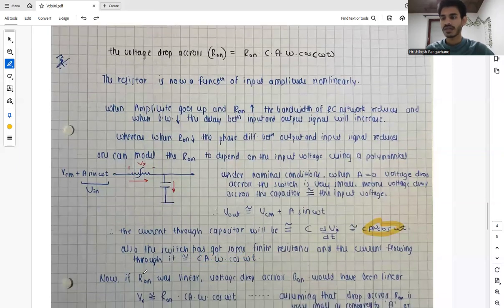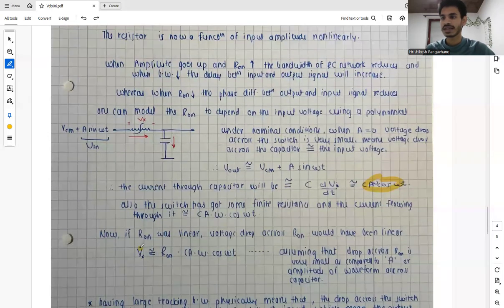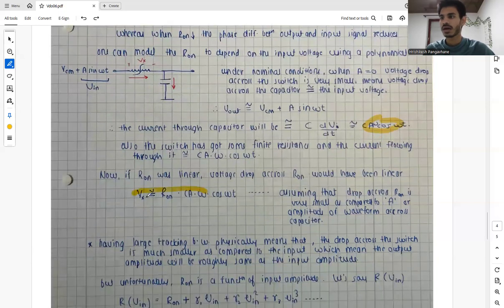So now if R on was linear with the voltage, the voltage drop across R on would have been linear. Let's say the voltage drop across the resistor is Vx. If it were linear, the value would have been R on times the current, V equals I R. Assuming that the drop across R on is very small compared to the amplitude of the input signal, or basically the amplitude of the waveform across the capacitor, then our voltage across the resistance would have been this equation.